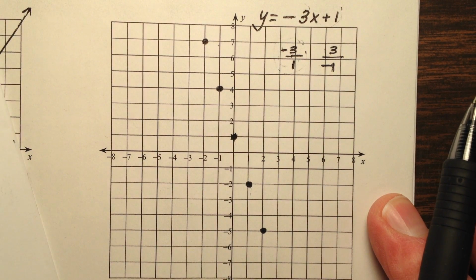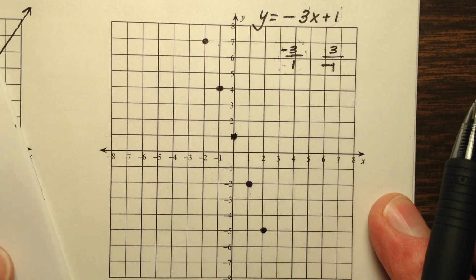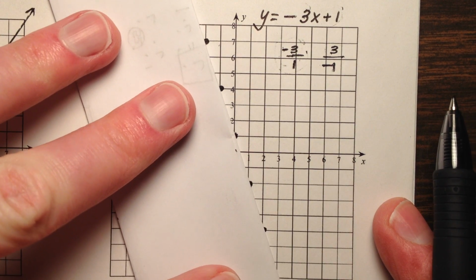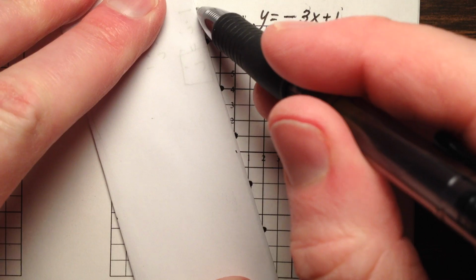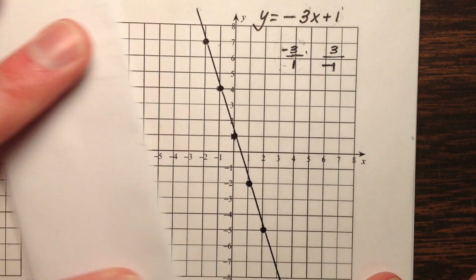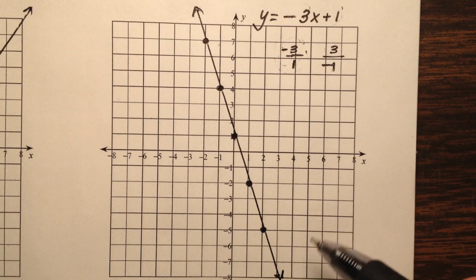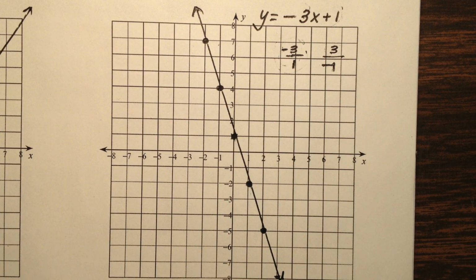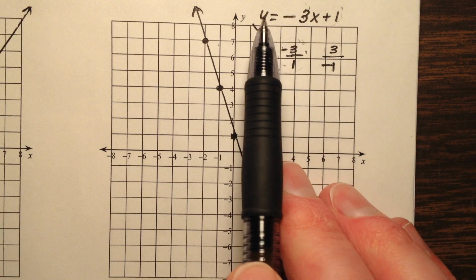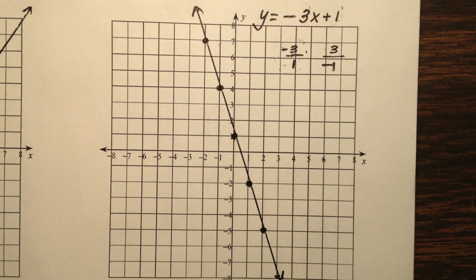So now that we have all these points drawn, let's go ahead and grab the straight edge. And there we have our line. And put little arrows on the end. So here's the graph of the line given by the equation in slope-intercept form, y equals negative 3x plus 1.